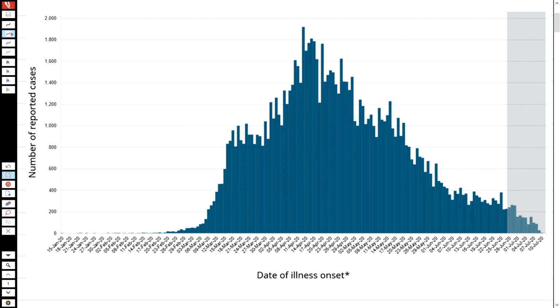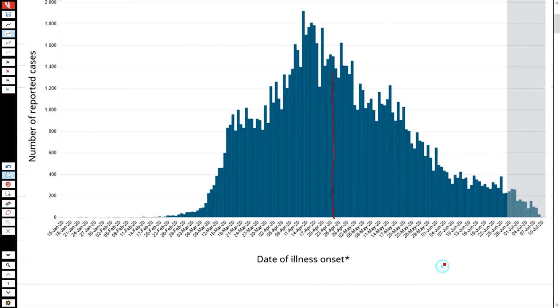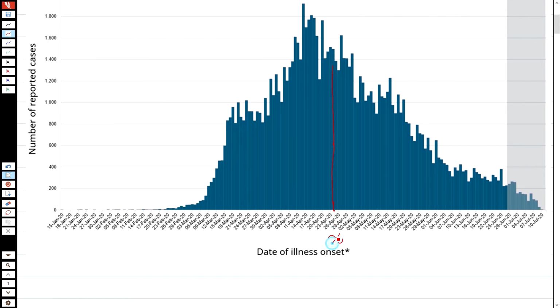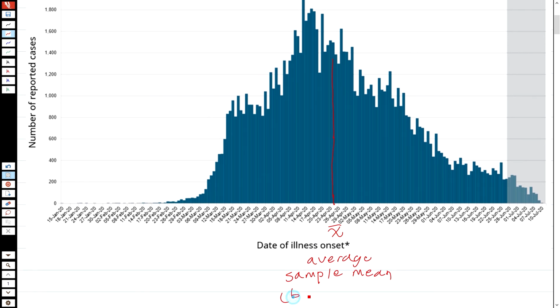But associated with this information, we can try to make some basic statements about the nature of this random process. For example, somewhere in here there's some measure of central tendency, which would be about here. We can call this X bar, and that's basically the average, sometimes also called the sample mean. Another way of looking at it is that it is the balance point of that distribution.